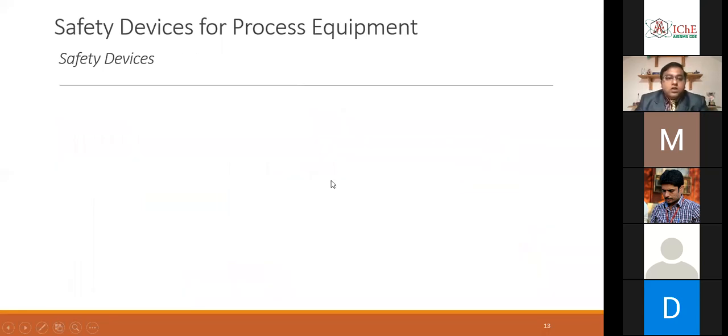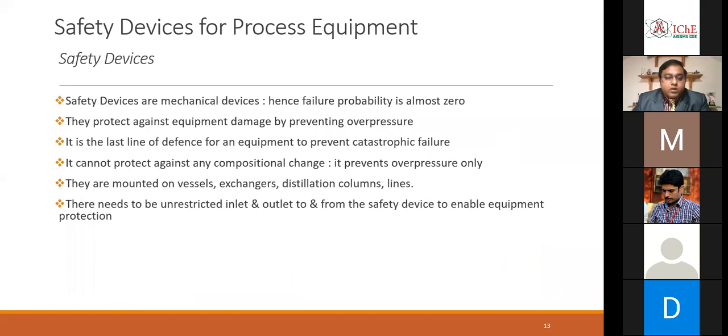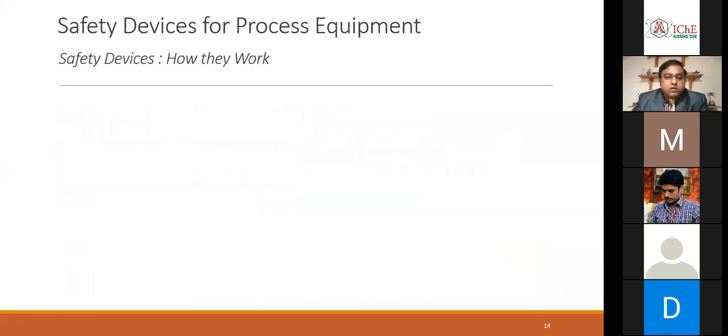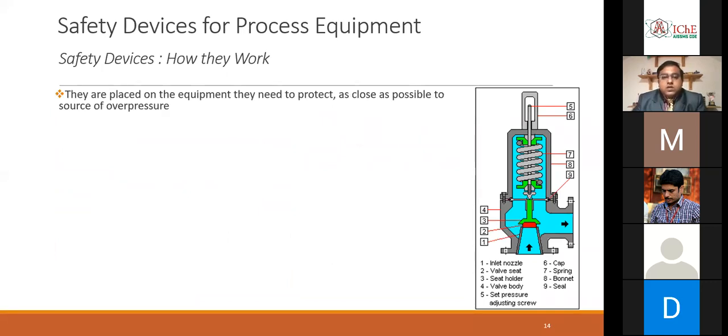So we are done with the types, and now let's see how safety devices work. I will mainly focus on the PSV since a little bit of detailing is needed here.